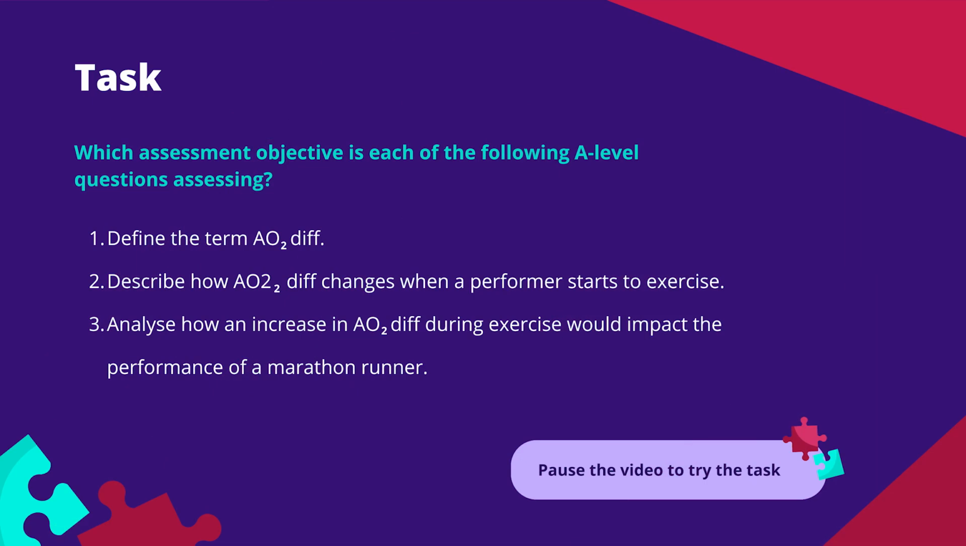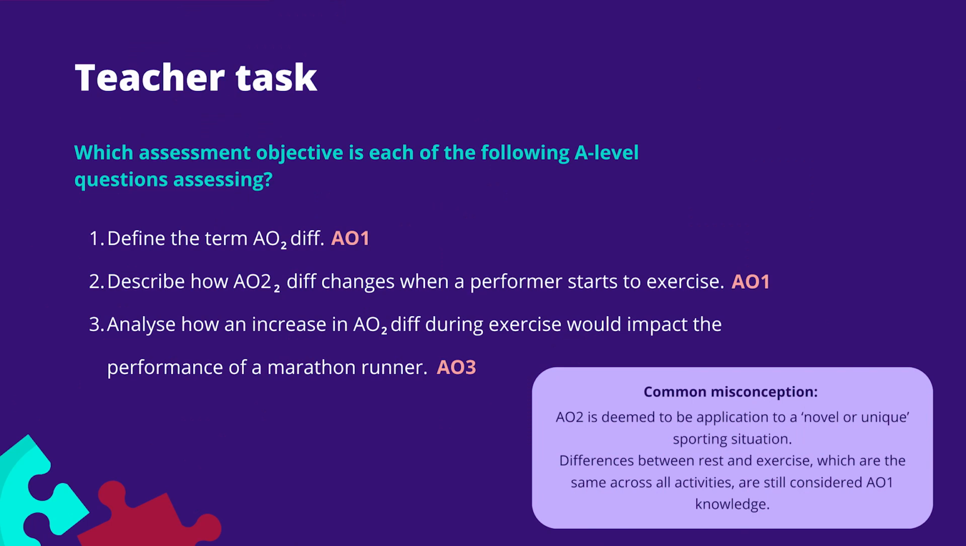Take a minute to look at the three questions currently on the screen, making a note of which assessment objective each is examining. Pause the video now if you would like to complete this task in your own time. As can be seen, question 1 was a define question. The definition of something is a fact that doesn't change and is therefore assessing AO1.